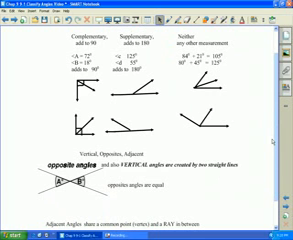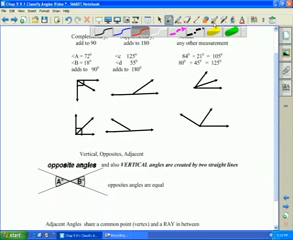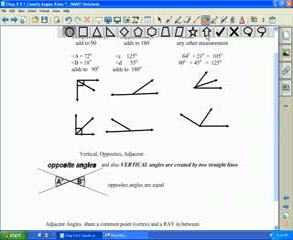Complementaries, we're going to have two angles or more that add up to 90 degrees. Supplementaries, they're going to add up to 180 degrees. If they add up to anything else, we usually mark them as neither. So if you look here, we have a 72 degree angle. And let me just get an arrow here so we can look at it.